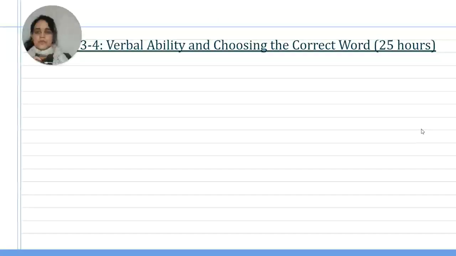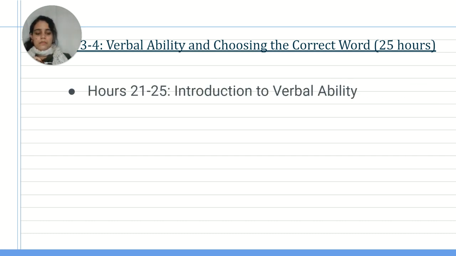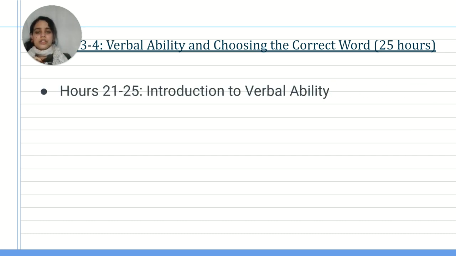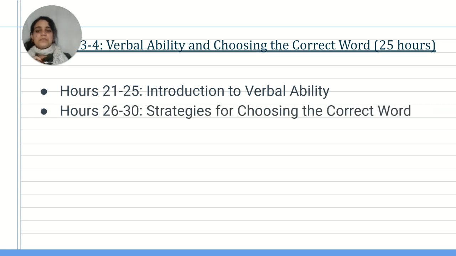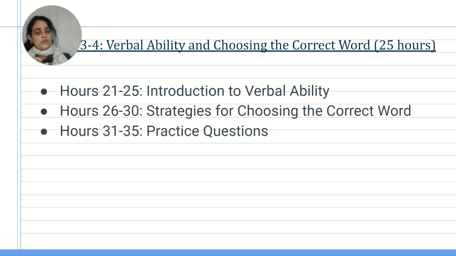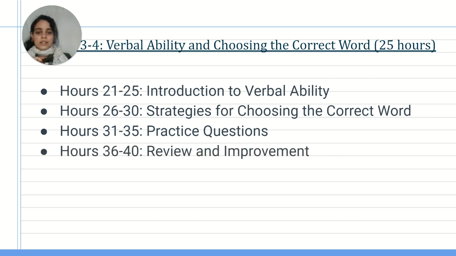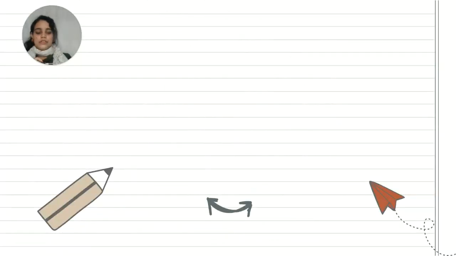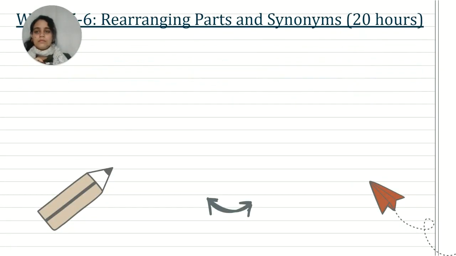So these are the things which we are going to cover. Then 3 to 4 hours, which will be 25 hours, we are going to cover these things. Introduction to verbal ability, then strategies for choosing the correct word. Basically it can be asked from the passages and it can be asked from the sentences. Then we will be practice the question because practices are important and we are going to review our improvement as well. Then we have rearranging parts and synonyms.